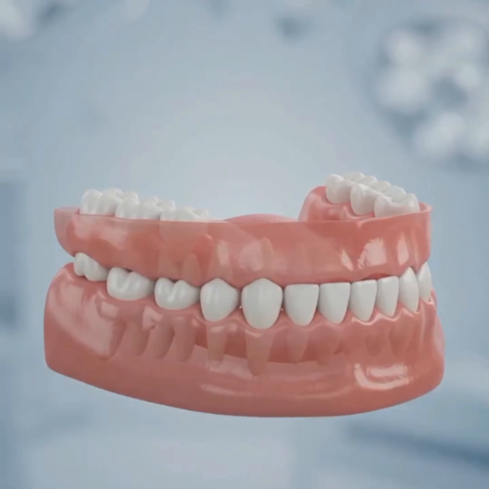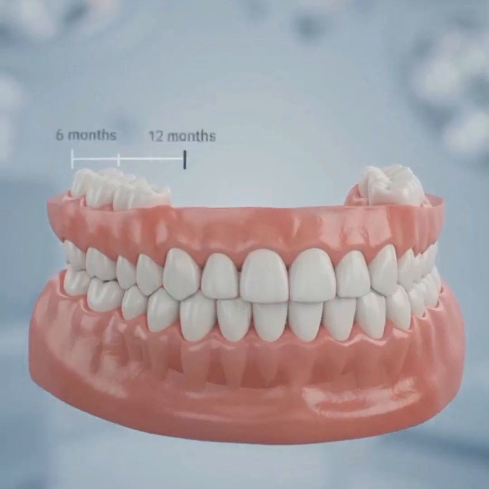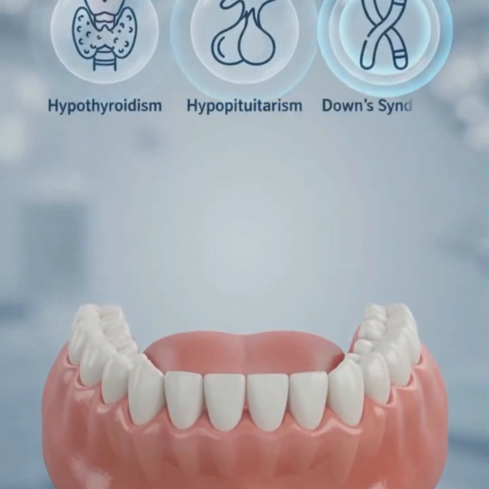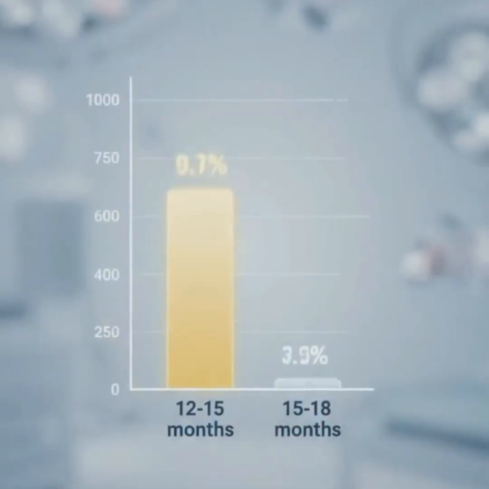Teeth eruption can be affected by genetic disorders. Late teething is when no teeth appear by 12 months. It is associated with low thyroid levels. Most erupt by 15 months.